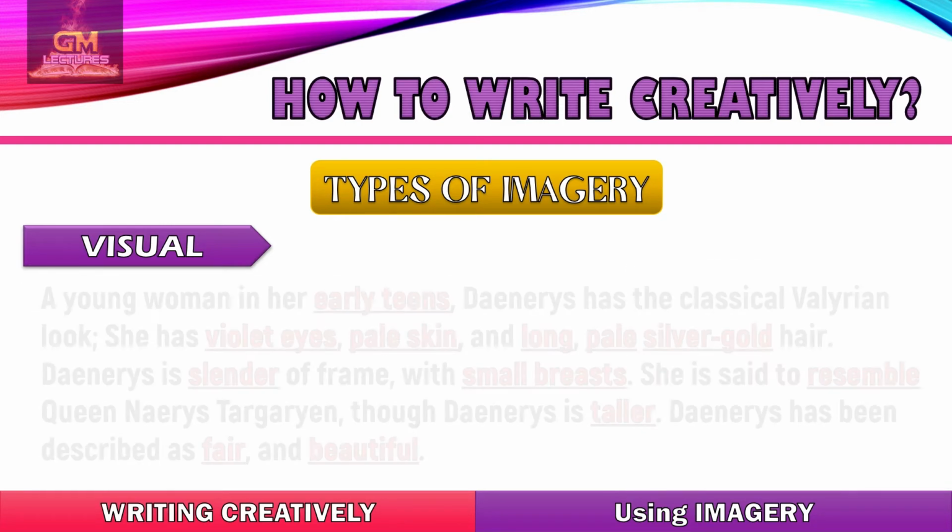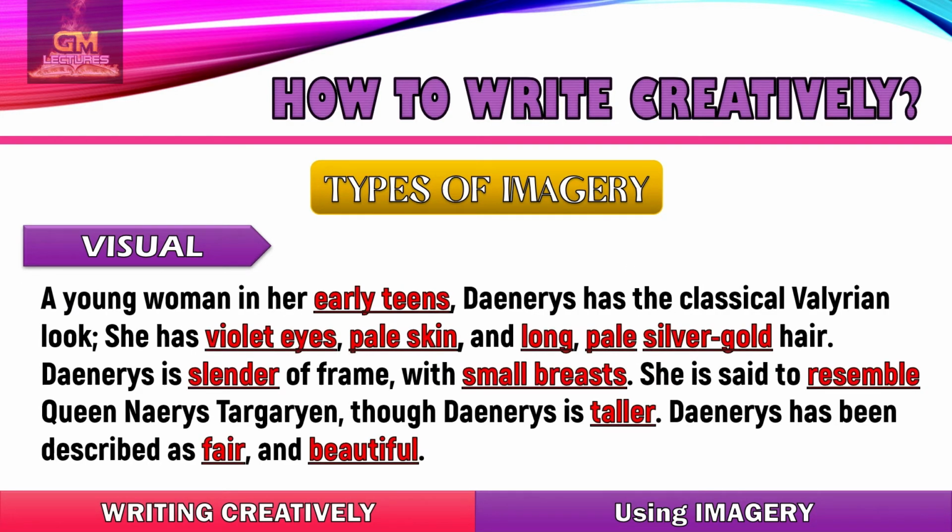Let's look at this example here. A young woman in her early teens, Daenerys has a classical Valyrian look. She has violet eyes, pale skin, and long pale silver gold hair. Daenerys is slender of frame with small breasts. She's said to resemble Queen Daenerys Targaryen, though Daenerys is taller. Daenerys has been described as fair and beautiful.